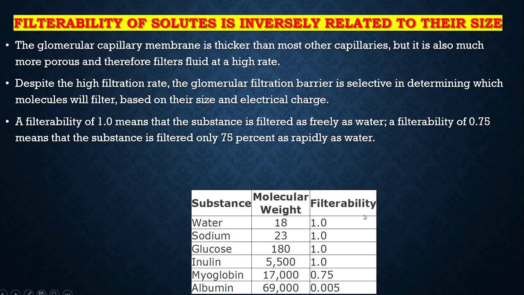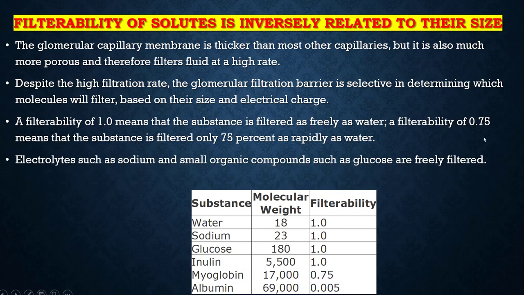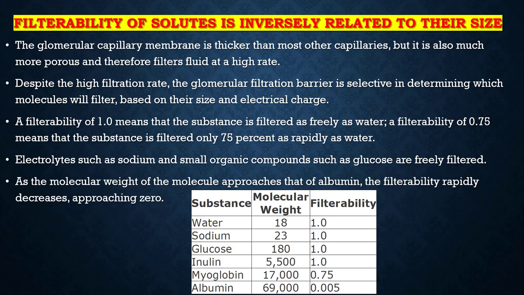Filterability of one means that the substance is filtered as freely as water. Filterability of 0.75 means that the substance is filtered only 75% as rapidly as water. Electrolytes such as sodium and small organic compounds such as glucose are filtered freely. As the molecular weight of a molecule approaches that of albumin, the filterability rapidly decreases, approaching zero.